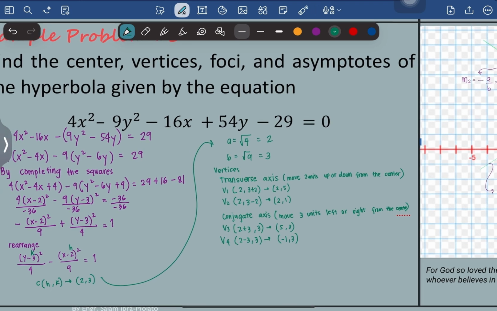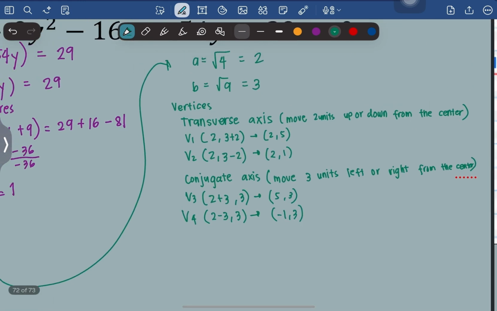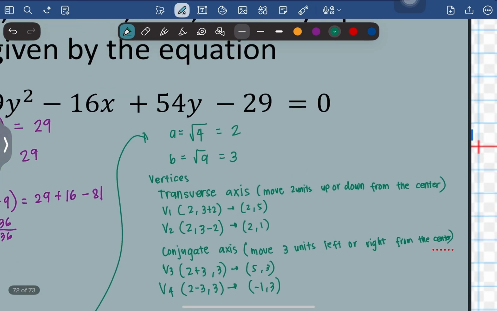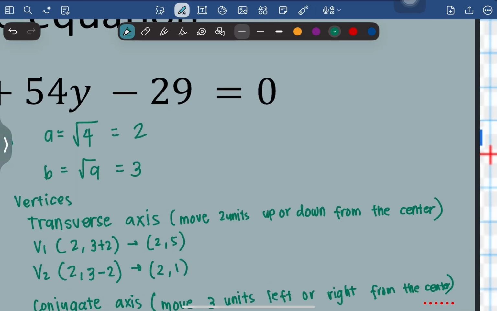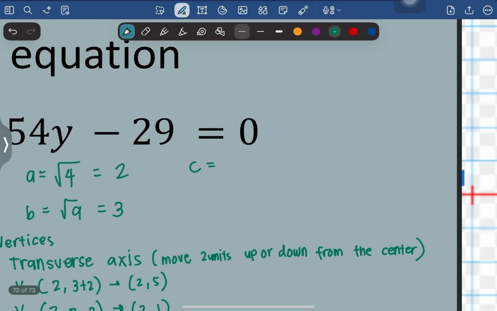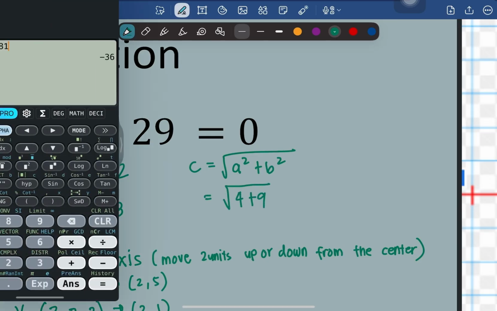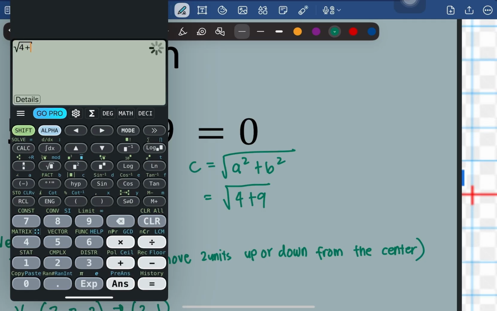Then, for the foci, so to get the foci, we need to solve the distance c from the center to one of its foci. So, square root of a squared plus b squared. 4 plus 9 is, square root of 4 plus 9 is 3.606 units.